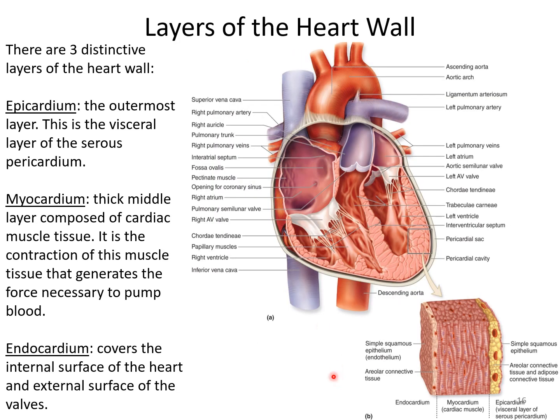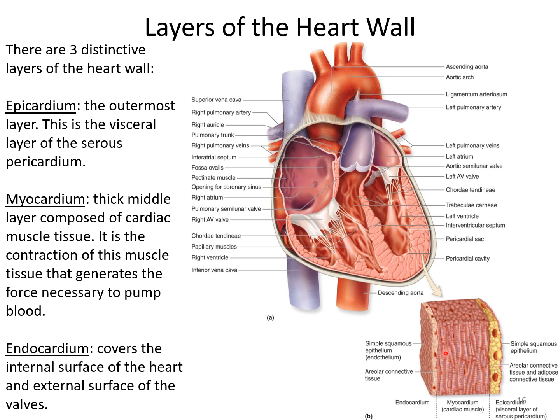There's 3 distinctive layers of the heart wall. You have the epicardium, which is the outermost layer. The epicardium is the same thing as the visceral layer of the serous pericardium. So here we've got the heart wall. They're taking a cutout and zooming it out. This is the epicardium. So again, this is just another term for the visceral layer of the serous pericardium.